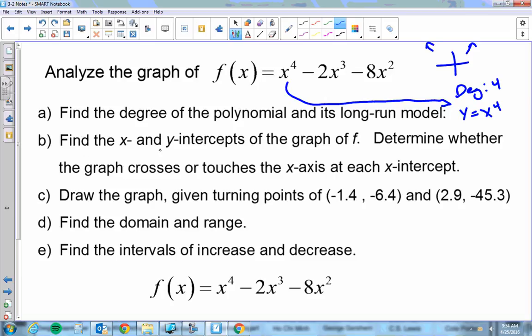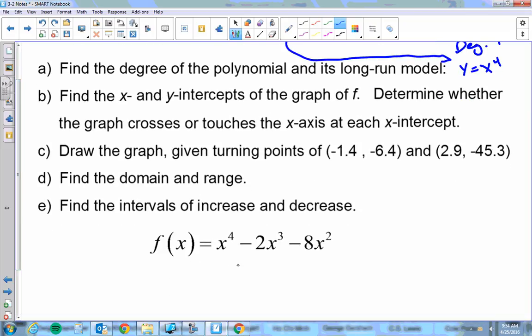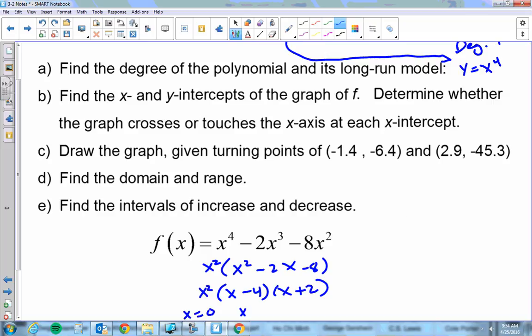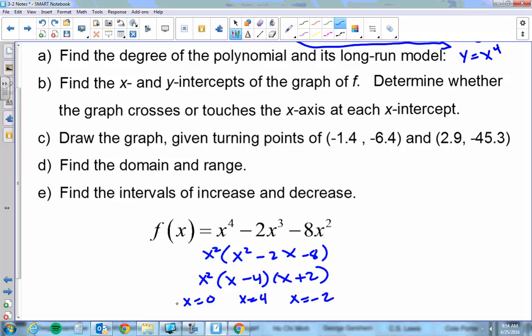Part B, find the x-intercepts. For this, we're going to have to factor this thing here. So, first of all, x squared is the common factor, so factor that out. And then the factoring there is easy. You get x minus 4 and x plus 2 as the factors. So, the zeros, you get x equals 0, x equals 4, and x equals negative 2. These are zeros of the function.